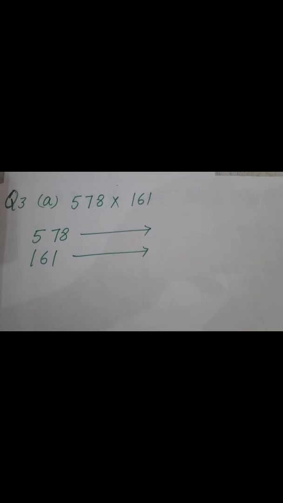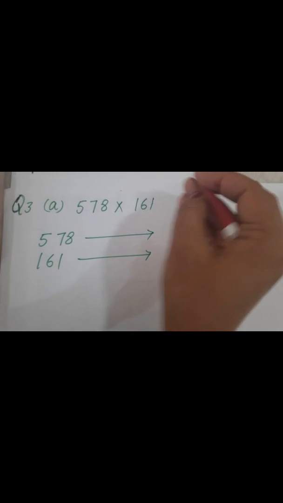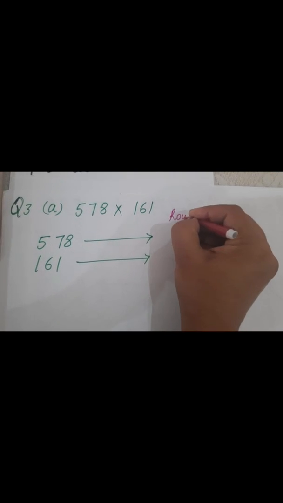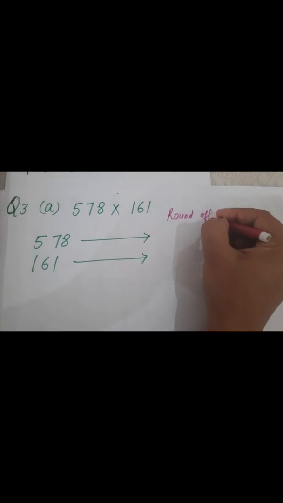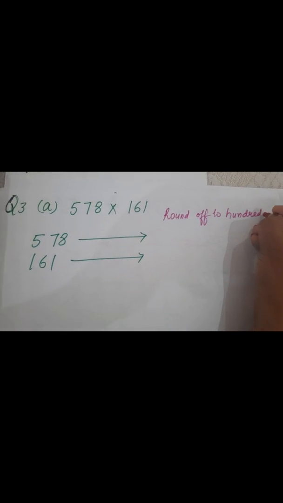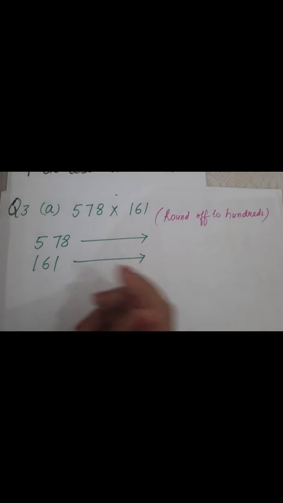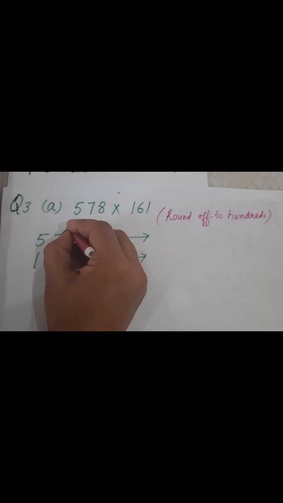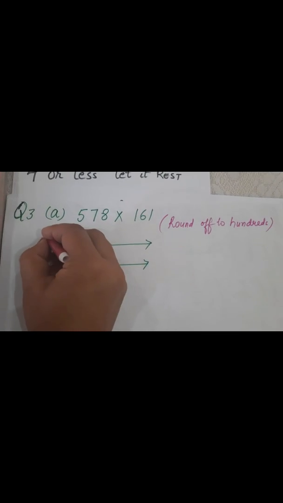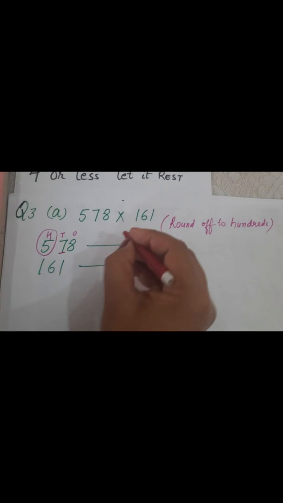Next, question number 3, estimate the following product using the general rule. So I will round off to 100. It's up to you; you can round off to the nearest 100 or tens. This is ones, tens, 100. Circle this, underline the digit to the right.